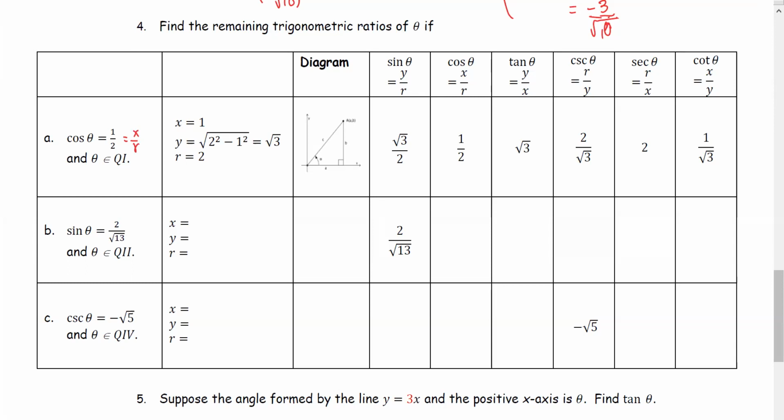So to find y, it's square root of r squared minus x squared, or square root of 2 squared minus 1 squared, so y is square root 3. We keep the positive sign because theta is in quadrant 1. If we draw the diagram, we get the ordered pair x comma y located in quadrant 1. By the definition of sine theta, y over r, y is square root 3 and r is 2.